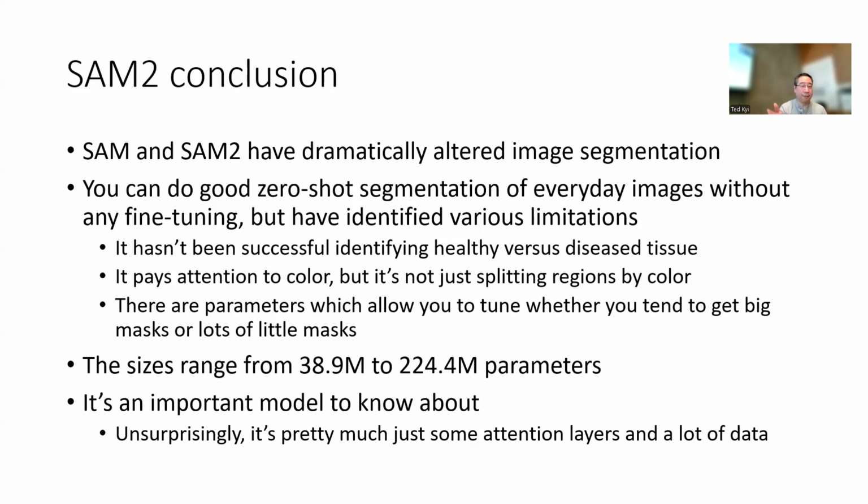And so they have, I forget what they call it, but the tiny model is 39 million parameters, and the large is 224 million. And these days it's like, oh, the new small Llama is 8 billion, and this is 200 million.